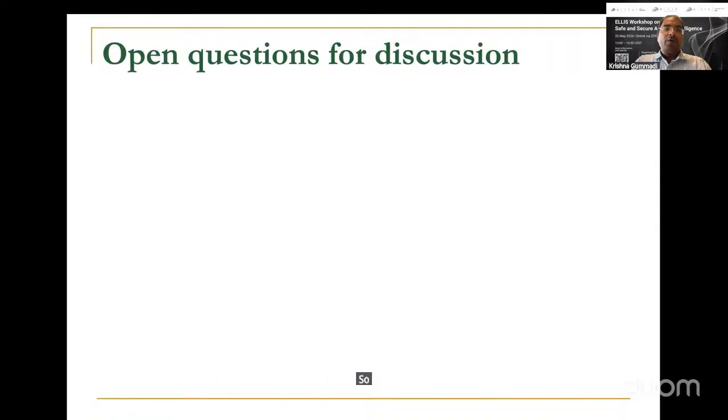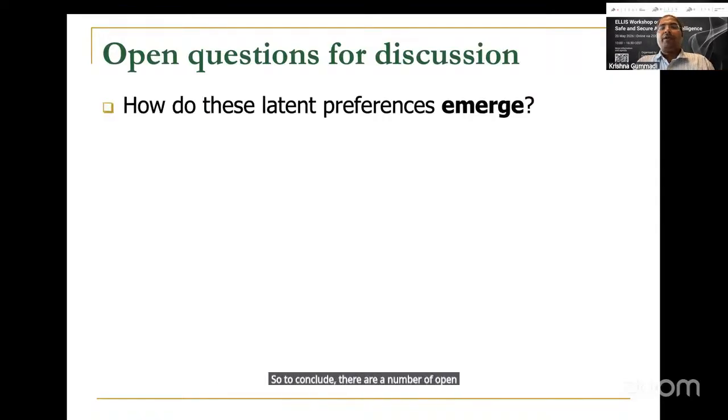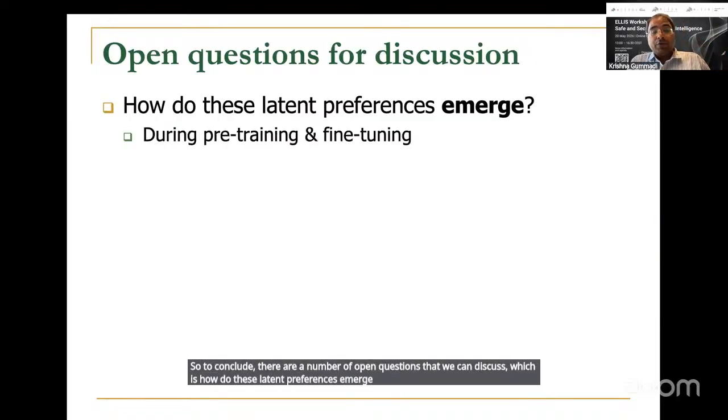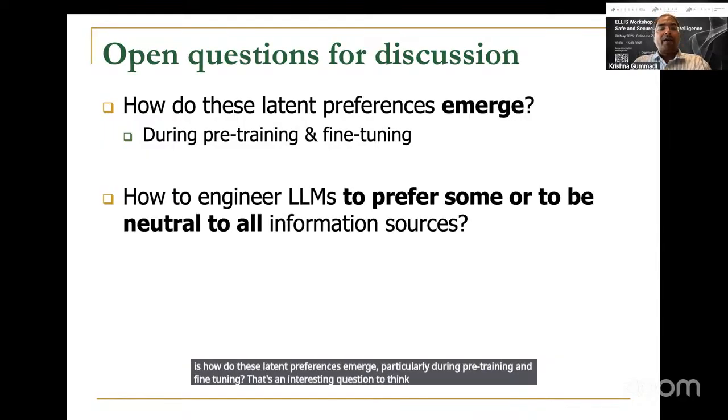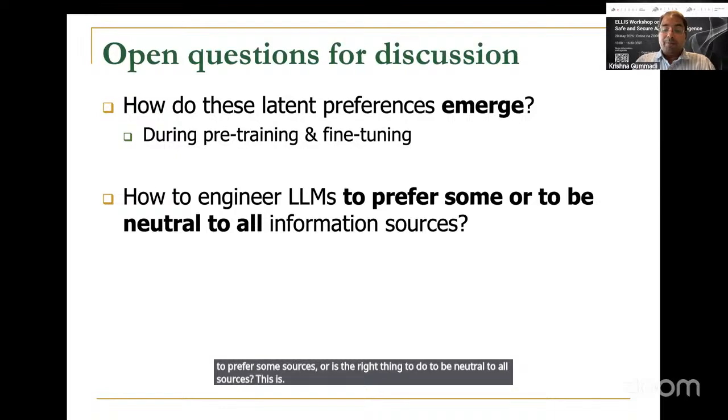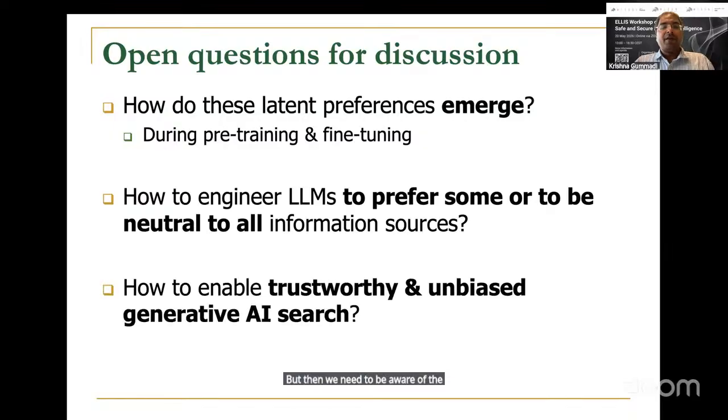So to conclude, there are a number of open questions that we can discuss, which is how do these latent preferences emerge, particularly during pre-training and fine-tuning? That's an interesting question to think through. And there is a question of should we be engineering LLMs to prefer some sources, or is the right thing to do to be neutral to all sources? This is again a policy question as well, because it's not clear that it's a bad thing if LLMs actually preferred some sources of information over others. But then we need to be aware of the biases they introduce down the road.